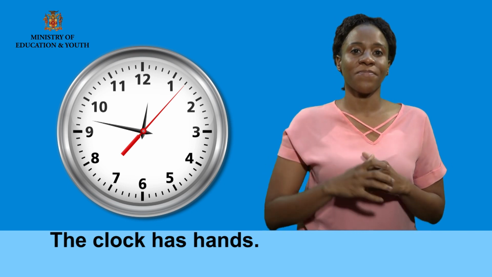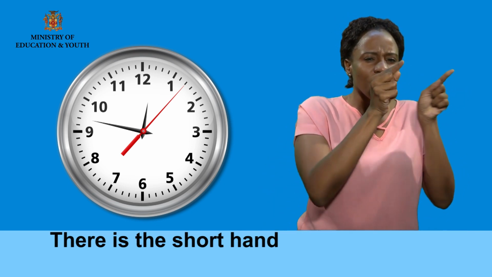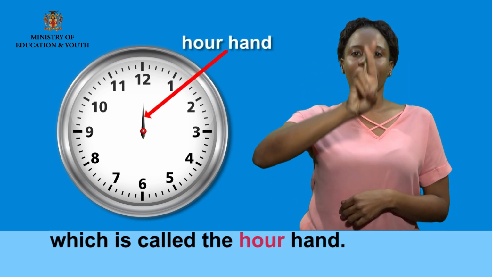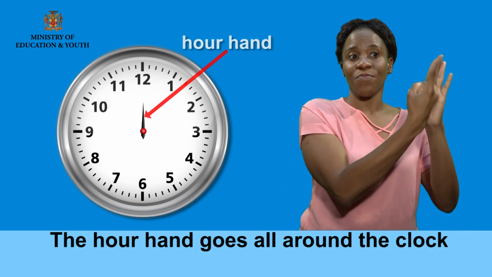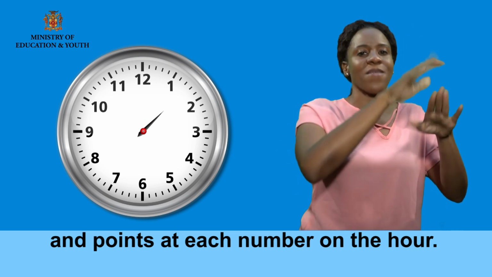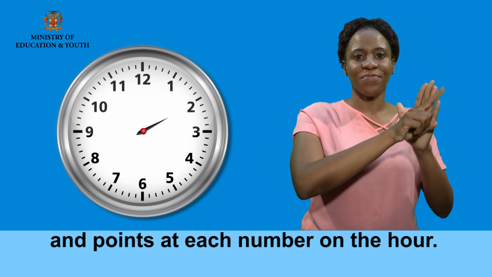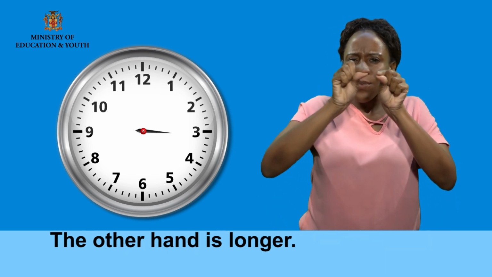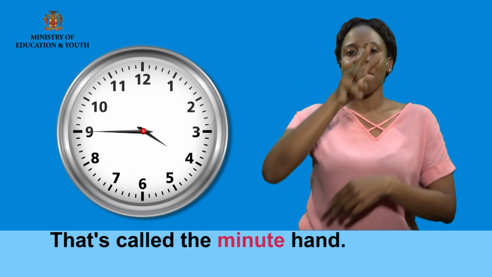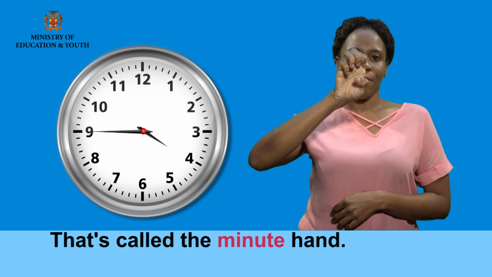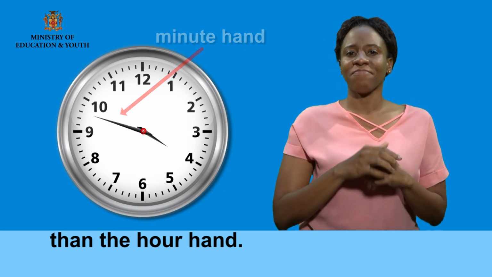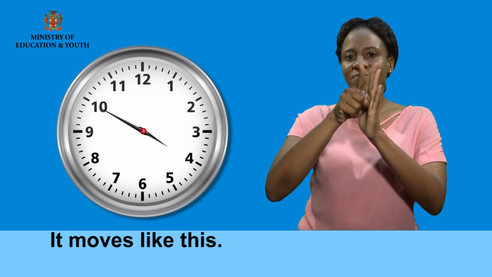The clock has hands. There is the short hand, which is called the hour hand. The hour hand goes all around the clock and points at each number on the hour. The other hand is longer. That's called the minute hand. That hand moves a little faster than the hour hand. It moves like this.